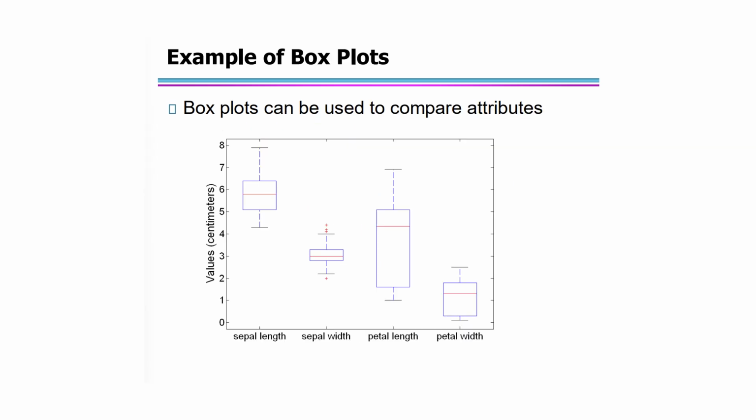What's cool about box plots is that you can compare multiple groups of data side by side really easily. Like in this iris example, you can compare sepal length, sepal width, petal length, and petal width all at once. And you can immediately see that the petal length has way more variation than the sepal width.